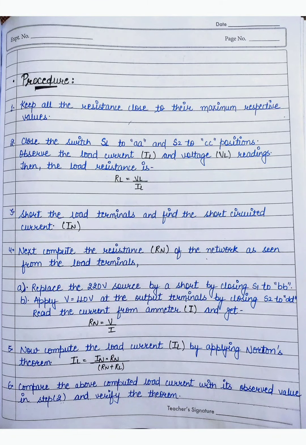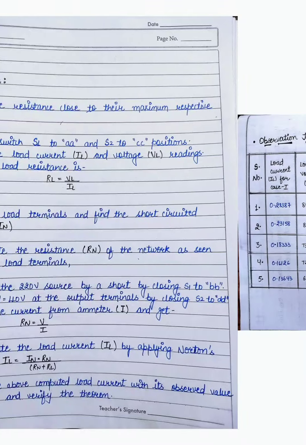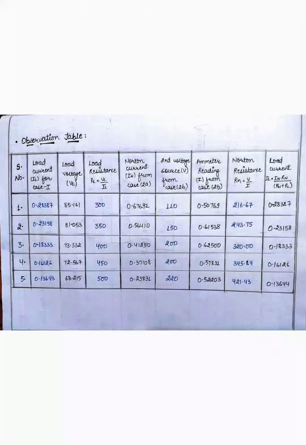Fifth point, now compute the load current IL by applying Norton's theorem: IL equals In asterisk Rn divided by Rn plus RL. Sixth point, compare the above computed load current with its observed value in step 2 and verify the theorem. Observation table.